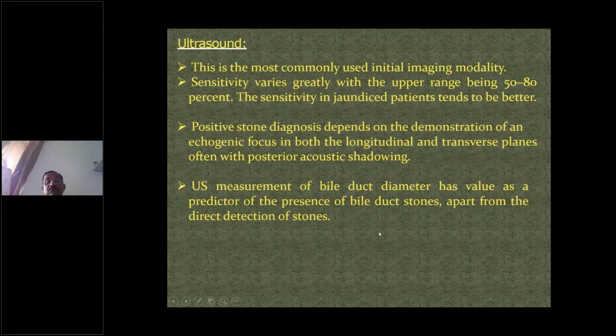So ultrasound is the most commonly used initial imaging modality. Sensitivity is variable, 50 to 80%, depending on technical factors like the patient's body habitus and bowel preparation. A positive stone diagnosis depends on the demonstration of an echogenic focus on both longitudinal and transverse planes, often associated with posterior acoustic shadowing. Another indirect sign is to measure the bile duct diameter, because most of the stones are obstructing and they will cause a proximal dilatation.